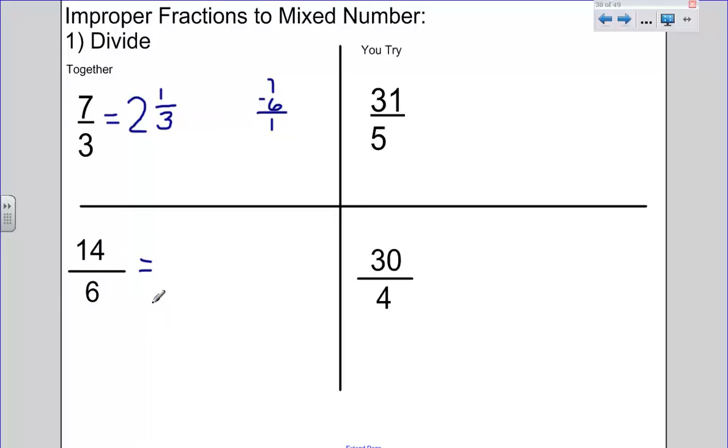Alright, 14/6. How am I going to make 14/6 into a mixed number? I'm going to divide. How many times does 6 go into 14? So how many groups of 6 can I fit into 14? Well, I can fit 2 in. 2 times 6 is 12. So I'm going to have to do 14 minus 12 is 2. So I'm going to be left with 2/6.